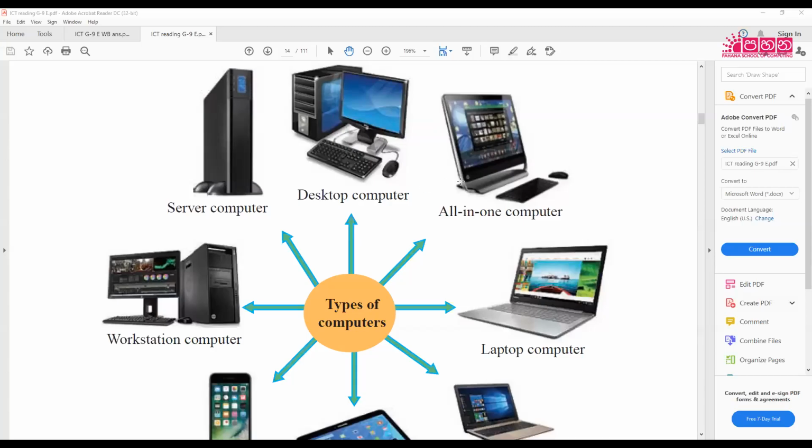And then we also discuss server computers, especially on the internet. We get the information through websites, and the websites are stored in a special computer known as web servers. So a server computer provides different services. For that, we have very powerful computers called server computers.